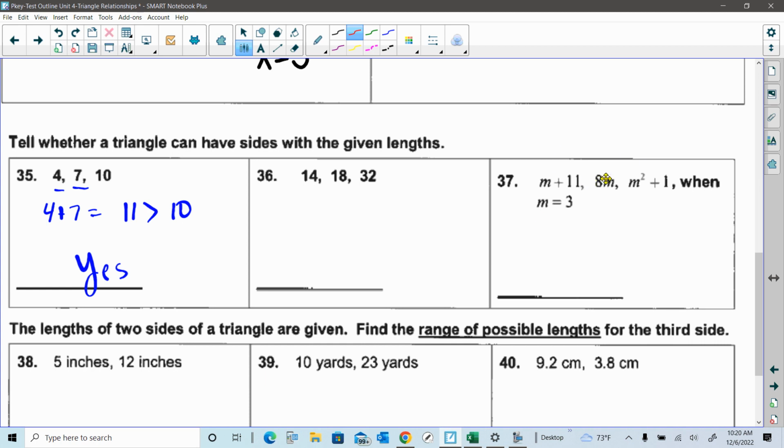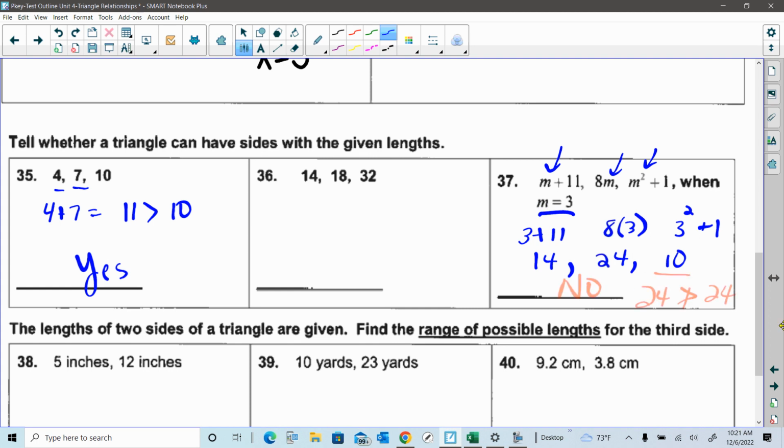For 37, you had to plug in m equals 3 for each of these expressions. So 3 goes in for the m for each of these. When you do that, you get 3 plus 11, which is 14, 8 times 3, which is 24, and 3 squared, which is 9, plus 1 is 10. The 2 smaller ones that you add would be the 14 and 10. 24 is not bigger than 24. So this is a no.